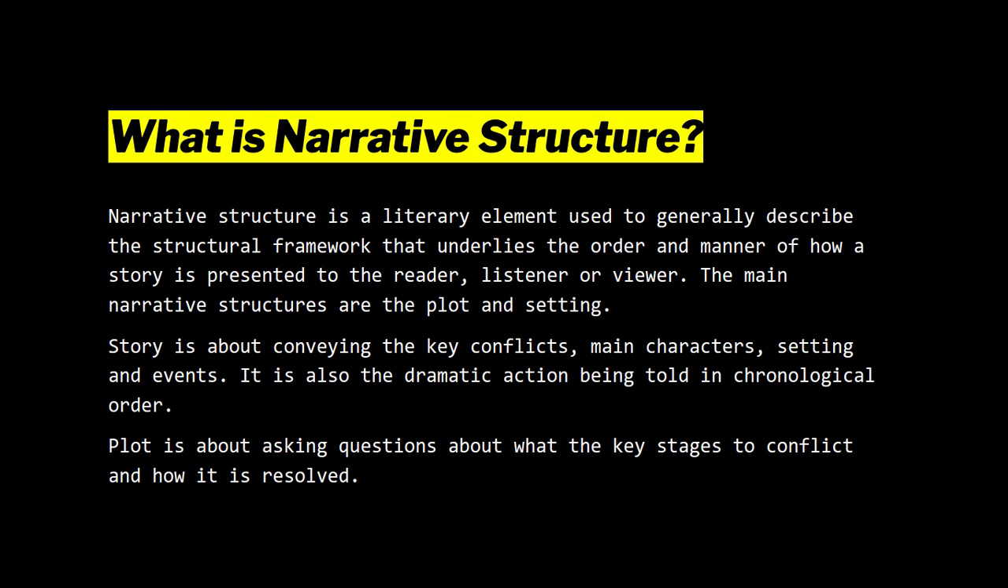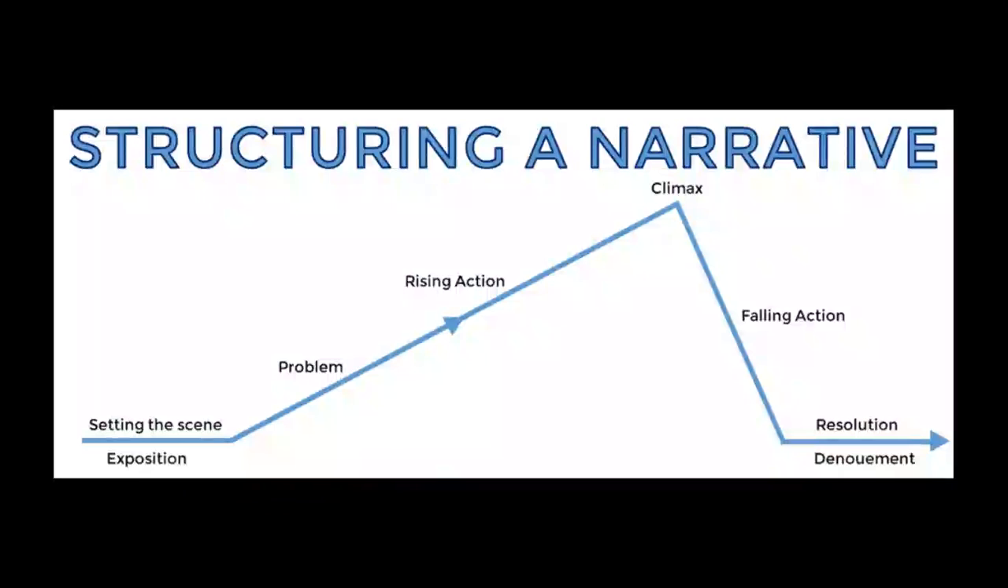Here's a diagram that shows how to structure a narrative. The beginning part is basically the exposition, or setting the scene. You set the scene and introduce the main characters. Who are your main characters? Where are they? And what's the genre or the theme of the story, which is meant to be portrayed throughout the story, basically.